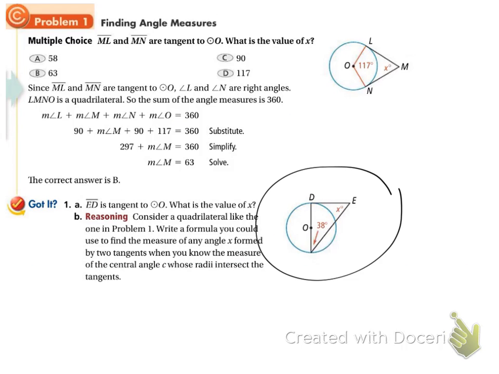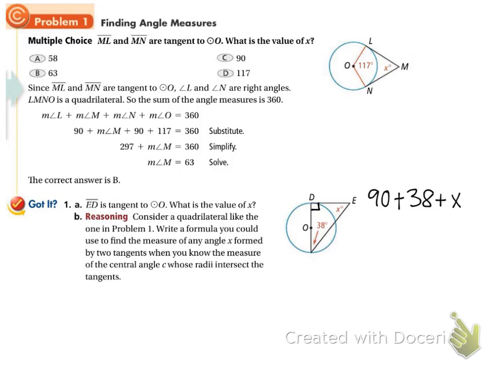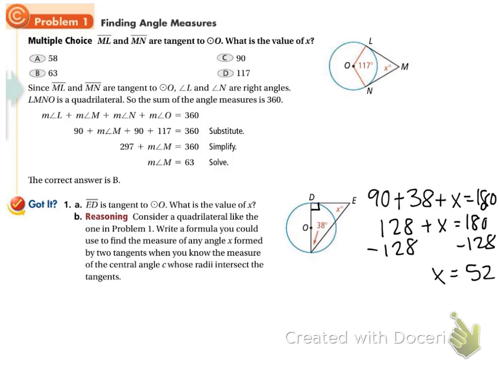So, let's do our got it problem here. We are told that ED is tangent to circle O. So that means this is tangent to this radius right here. Okay, so this angle then is 90 degrees. So then I can solve for x because I know that angles inside of a triangle need to add up to 180. So 90 plus 38 plus x is equal to 180. 90 plus 38, that's 128, plus x equals 180. If I subtract 128, we get that x is equal to 52 degrees.